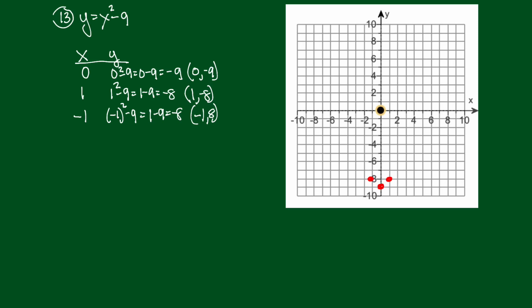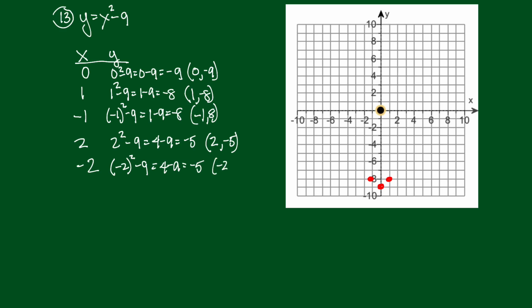Let's try 2 and negative 2. So I'll try a 2 and then a negative 2. Now, put this 2 right in for x, so we will get 2 squared minus 9, 4 minus 9. That gives us a negative 5, so that gives us this point. To the right 2, down 5. And put in negative 2, we'll get negative 2 squared minus 9. That's still 4 minus 9, which is negative 5. So now I'm 2 to the left, down 5.